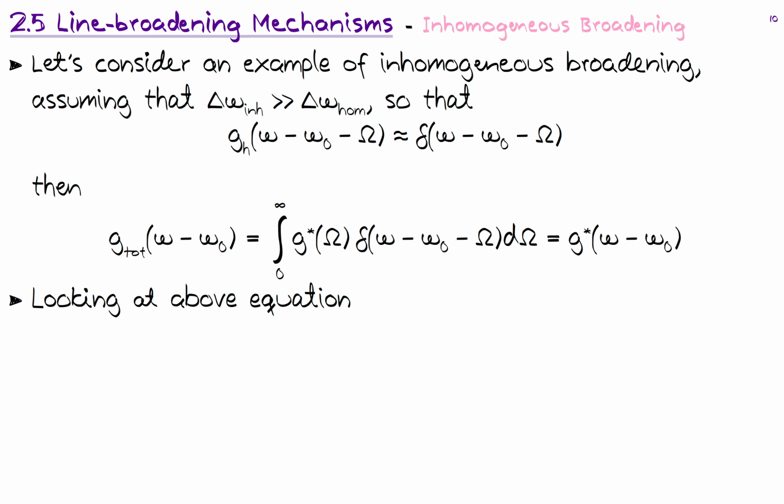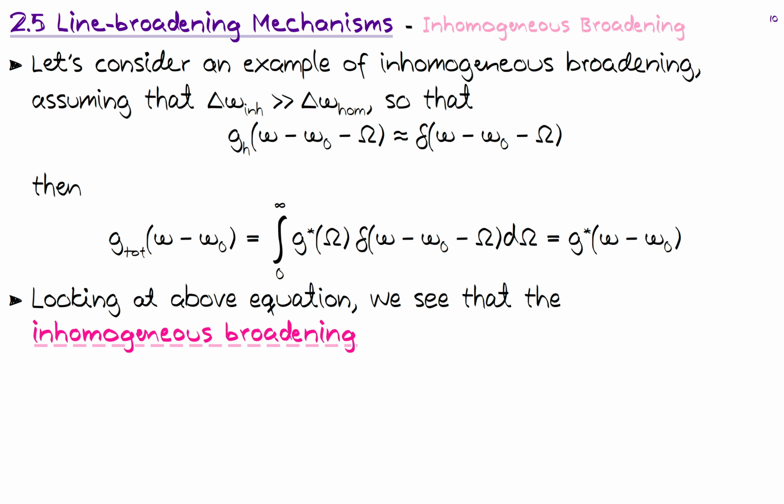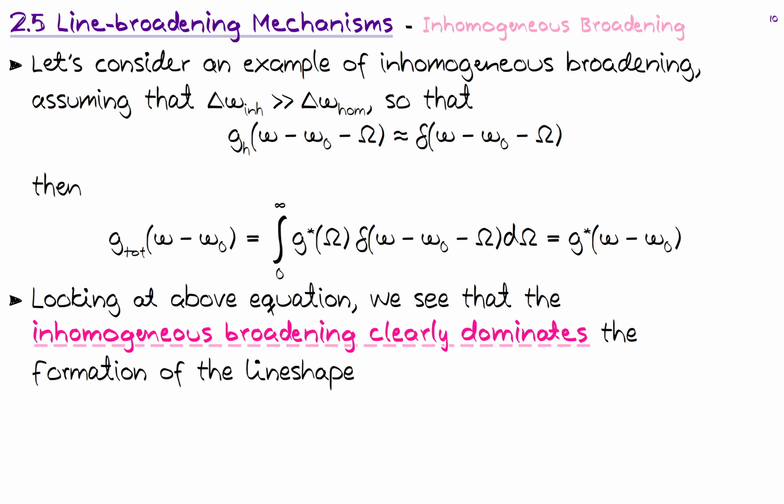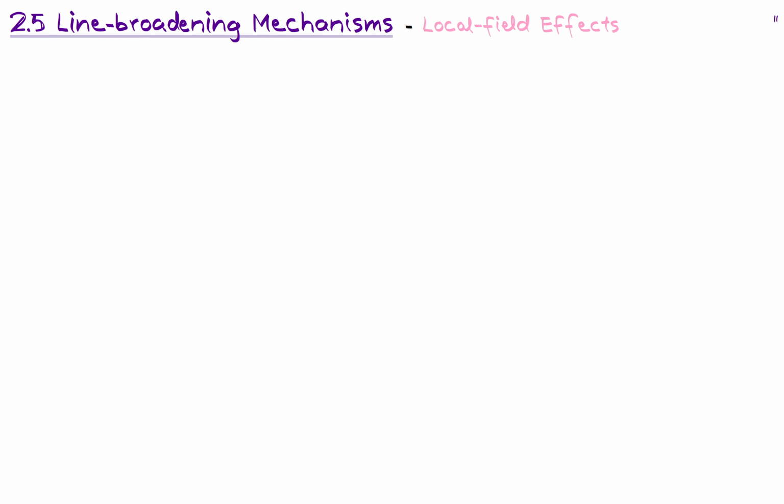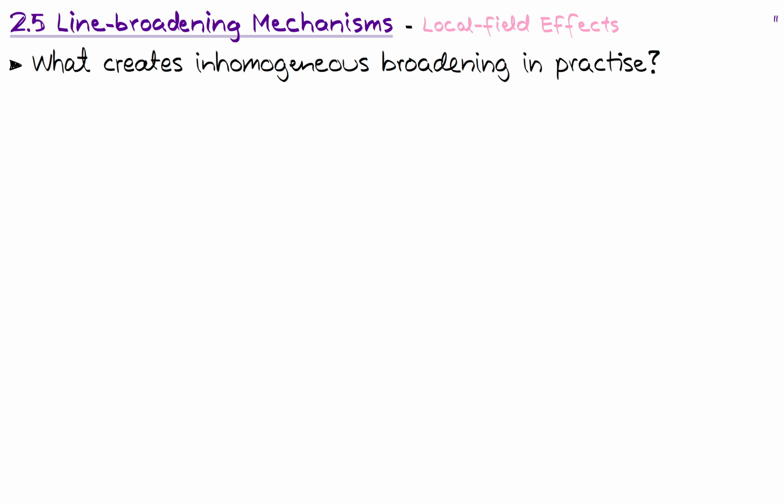Okay, so let's now continue looking at the above equation. We see that the inhomogeneous broadening clearly dominates the formation of the line shape and the line width, as I already said. So this is an example showing how we can simplify our treatments. Now the question is, what are the phenomena or processes that in practice give rise to inhomogeneous broadening?